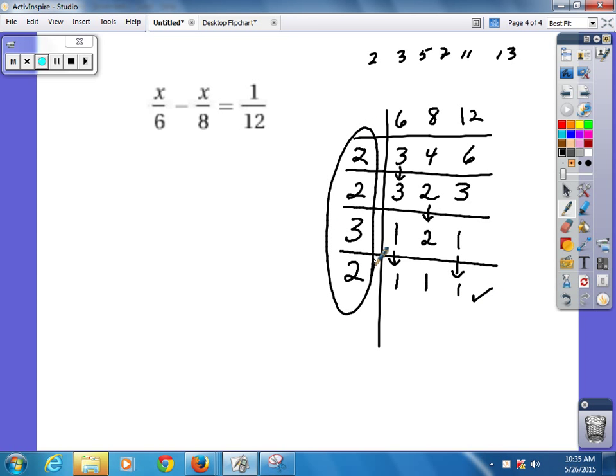Let's see. 4 times 6 is what? 24. So 24 is your common denominator. So we'll multiply through by 24 over 1.